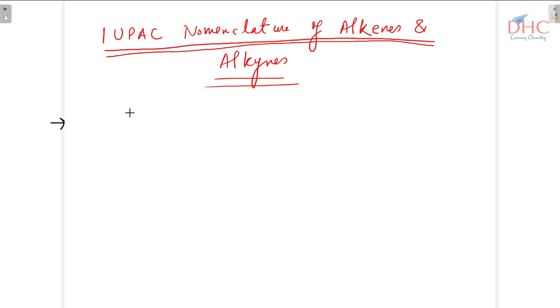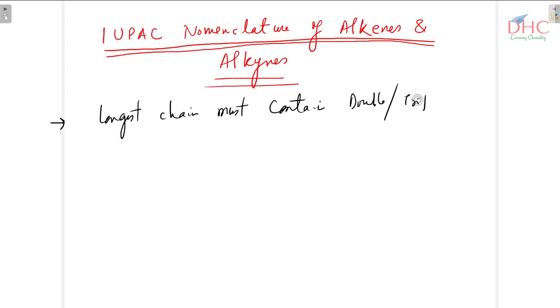compounds. Point number one is longest chain which you select. Longest chain must contain multiple bonds, means double or triple bond. So the longest chain you select that must contain your double or triple bond, that is the functional group. Second point is you will number the chain.